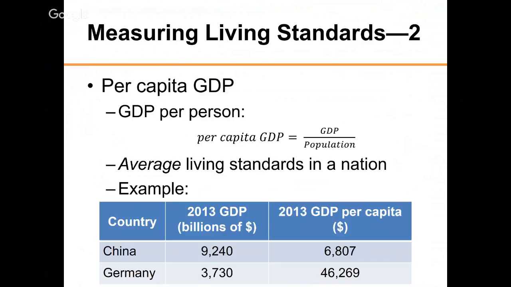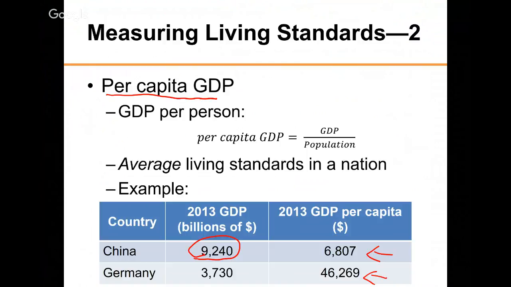So one thing we need to know is what is called per capita GDP, or per person GDP. If you know your per person GDP, that shows you the standard of living for the country, so whether the country is wealthy or not. For example, in our example here, we listed Germany and China. Now China's GDP back in 2013 was almost triple Germany's. But because China has so many people, the per person GDP was only about $6,800, but Germany's was $46,000.